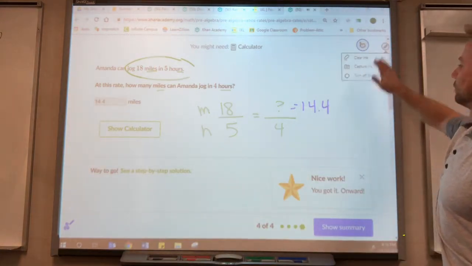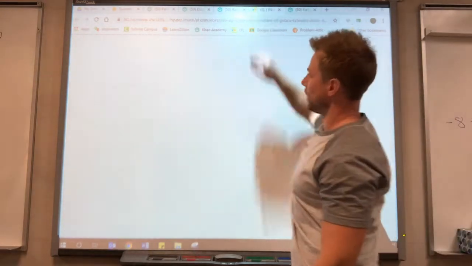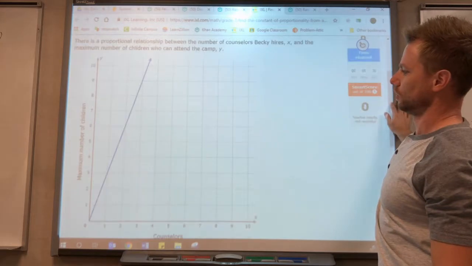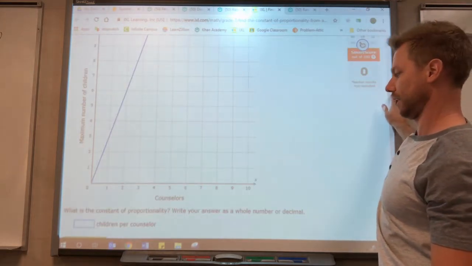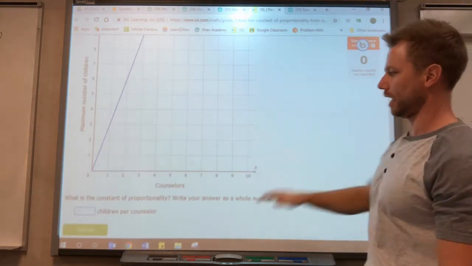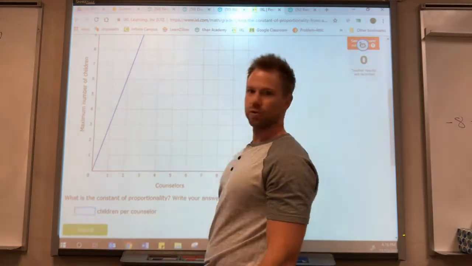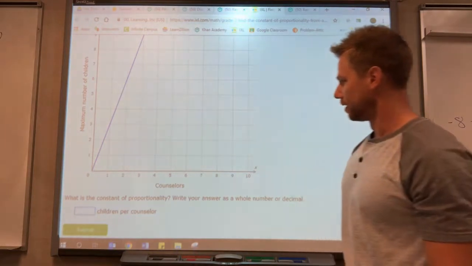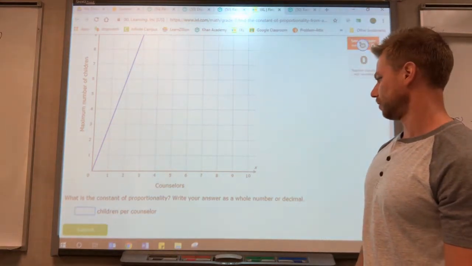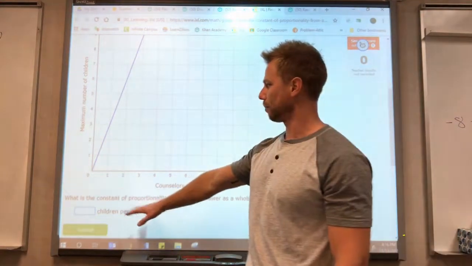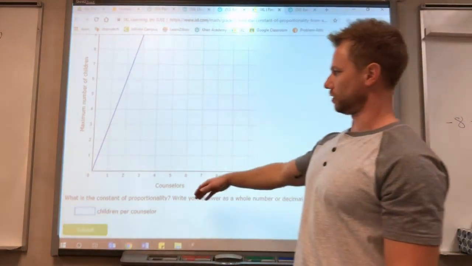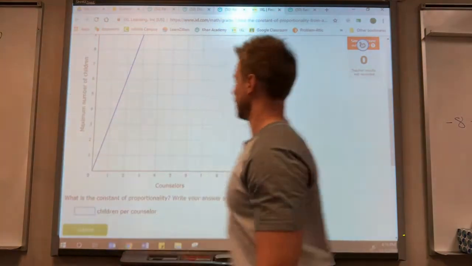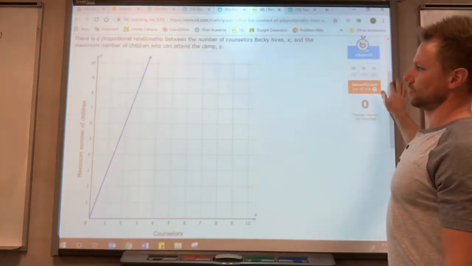All right, good. Next link we have is iExcel. Okay, they are asking us to find the unit rate or the constant of proportionality. Remember, those are the same things, the unit rate or the constant of proportionality. So we're trying to figure out how many children per counselor. Okay, so you can see we have counselors on the bottom, we have children on the side, and I think this is a summer camp.